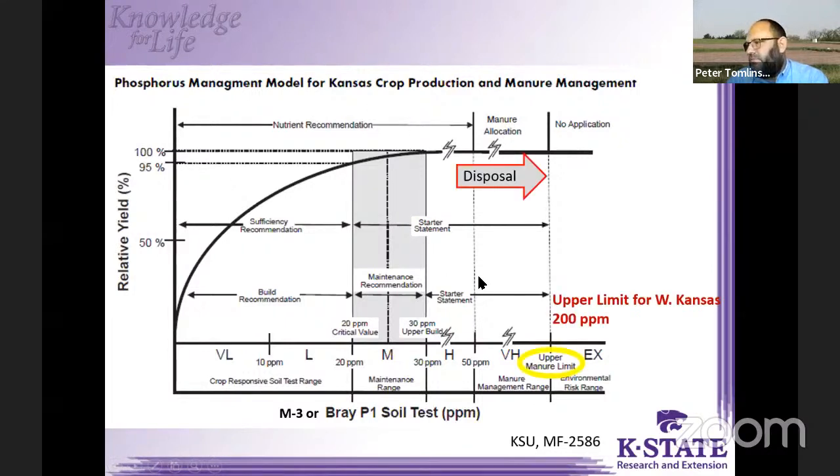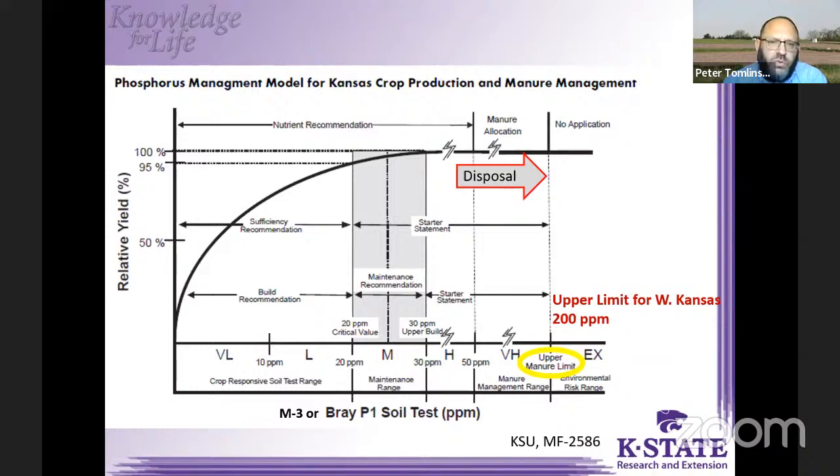If your soil test P is above 50 parts per million, and I should have had that arrow slid over slightly, but 50 parts per million and above, at that point there's not an agronomic need to have phosphorus in your system. And so you're basically disposing of that manure at that point. And then the question of how to apply it, what the application rate should be, really becomes a risk management question. Certainly at this point, where we see this occurring is on crop ground associated with feedlots that just need to get rid of that manure.